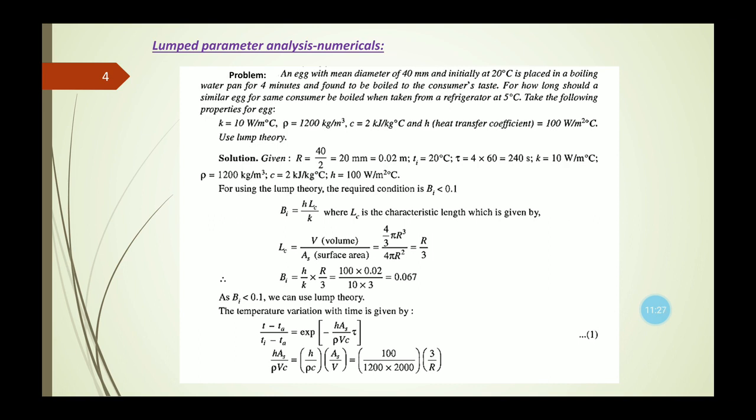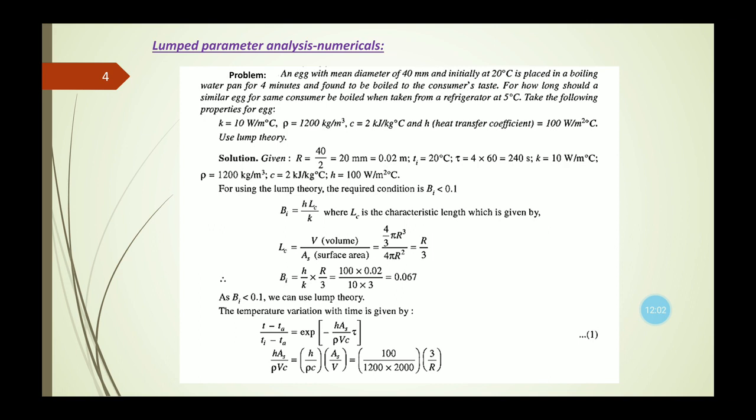Now there is one condition based on which we can use the lumped parameter analysis. That is the Biot number value, it should be less than 0.1 in case of these different geometrical shapes. So for that we need to first calculate the value of the Biot number. The formula of the Biot number is hLc by k. Here the values of h and k are given in the question. That means we need to calculate the value of the characteristic length.